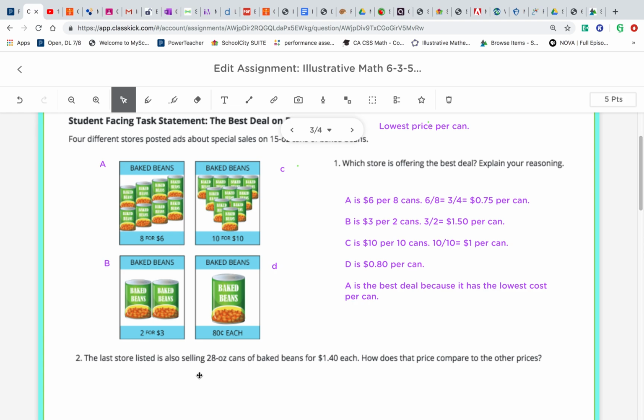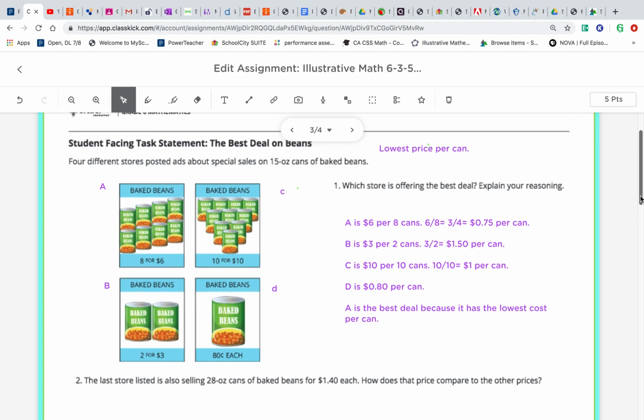The last store listed is also selling 28-ounce cans of baked beans for $1.40 each. Well, $1.40, that's way more than this, right? How does that price compare to the other prices? You might think it's a really bad deal. But you might have missed that they are 28-ounce cans. How big were the cans in the ads we saw? 15-ounce cans. So these are smaller cans. It's nice that they're less money per can, but you're getting a lot smaller can.